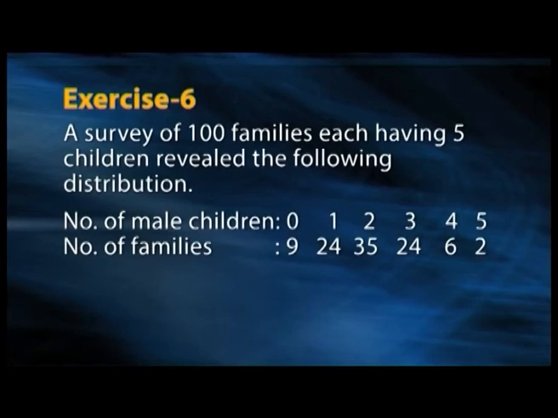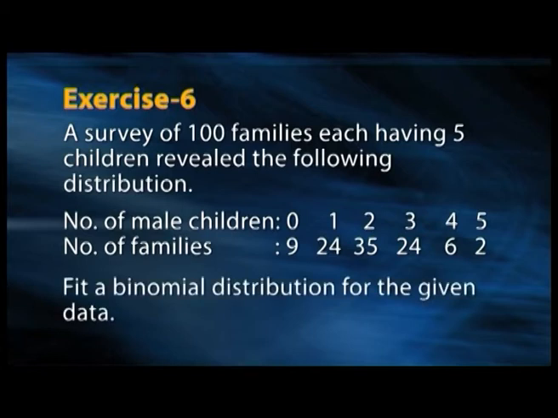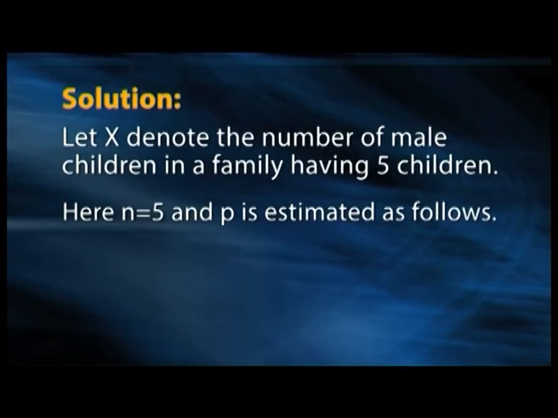A survey of 100 families, each having 5 children, revealed the following distribution. Fit a binomial distribution for the given data. Let x denote the number of male children in a family having 5 children. Here, n is equal to 5. The parameter p has to be estimated from the given data. For this, the mean of the data is equated with the theoretical mean.